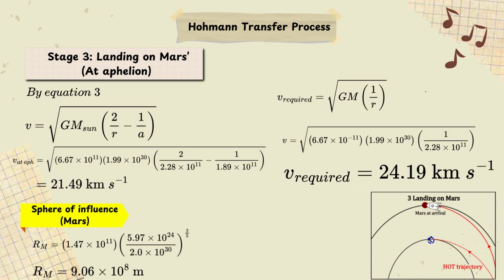When the spacecraft arrives at the Mars orbit, its velocity must boost up to 24.19 km per second to travel in the Mars orbit. Then, the spacecraft is caught up by Mars within the sphere of influence of 9.06 times 10 to the power of 8 meters.